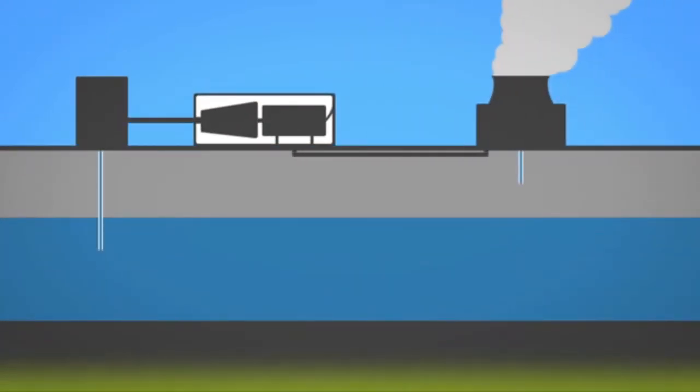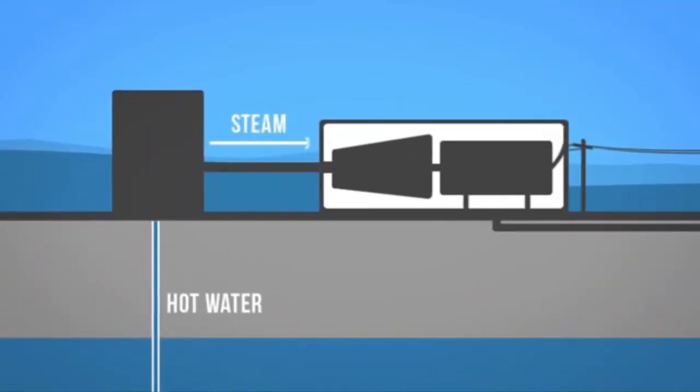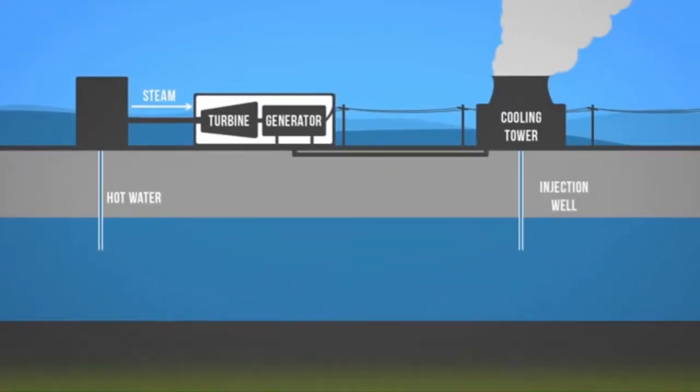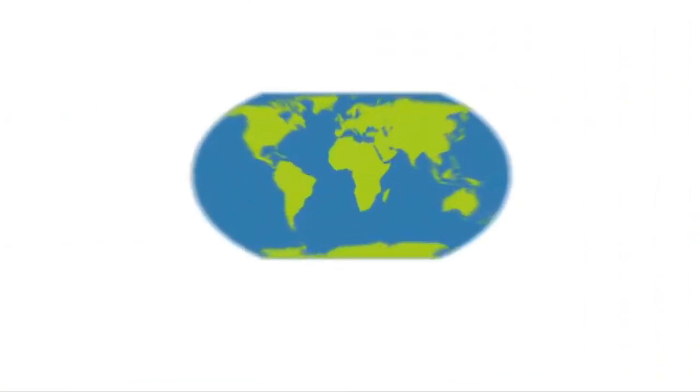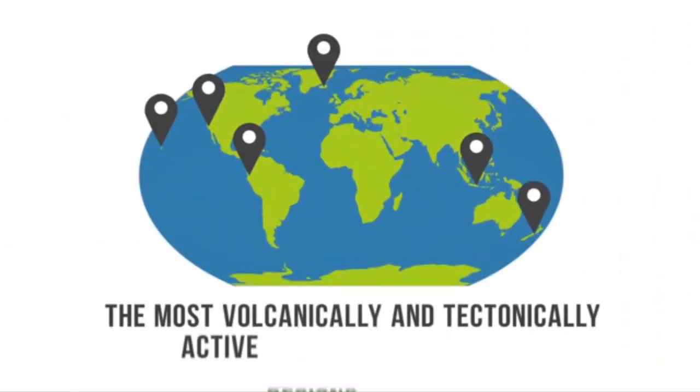Geothermal heat can also be used to produce electricity in a geothermal power plant. Electricity is generated when geothermal heat produces steam that turns turbines on a generator. The major regions of geothermal development are in the most volcanically and tectonically active regions of the world.